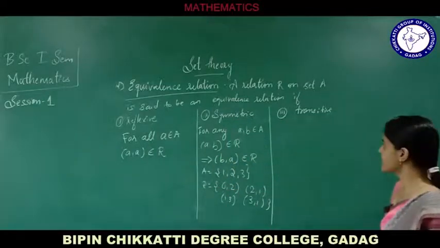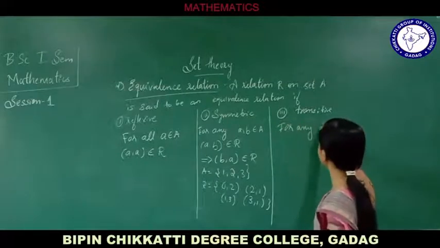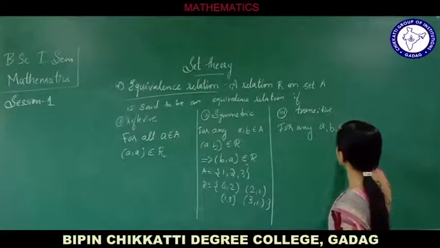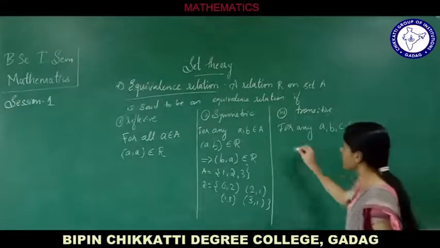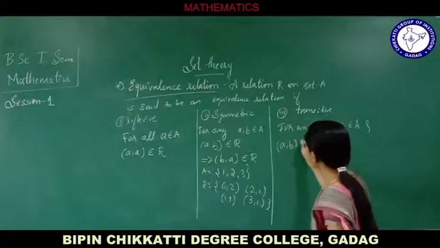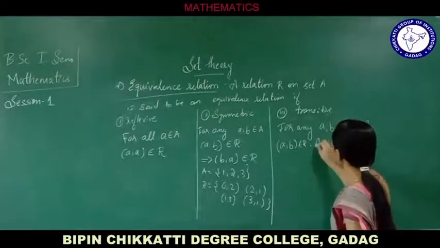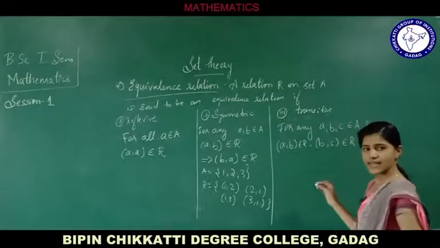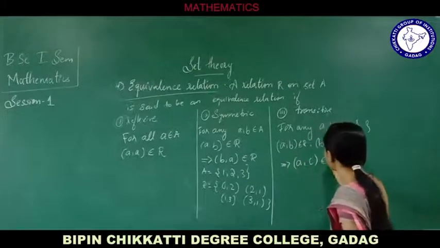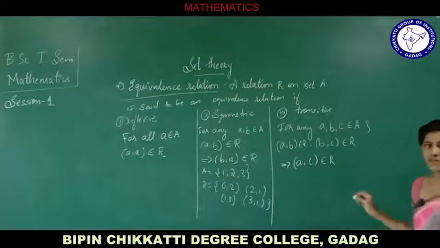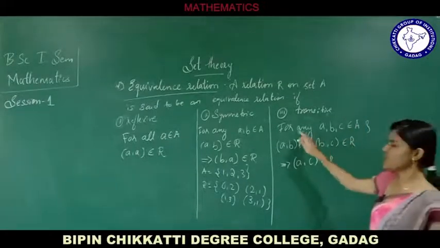Transitive is nothing but, for any A, B, C belonging to A, if (A, B) belongs to R and (B, C) belongs to R, then the condition is that (A, C) should also belong to R. Then only we call it transitive. It is also defined for any relation.